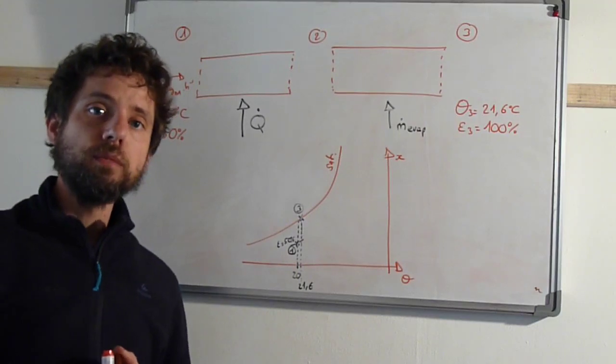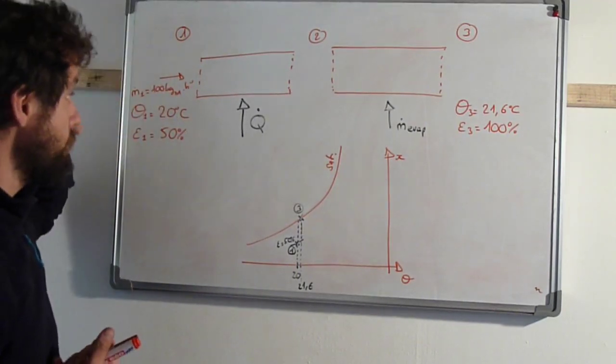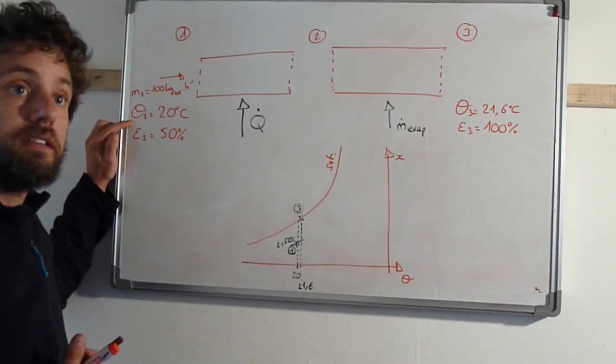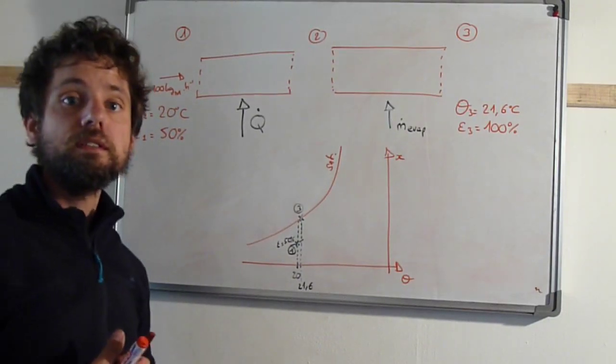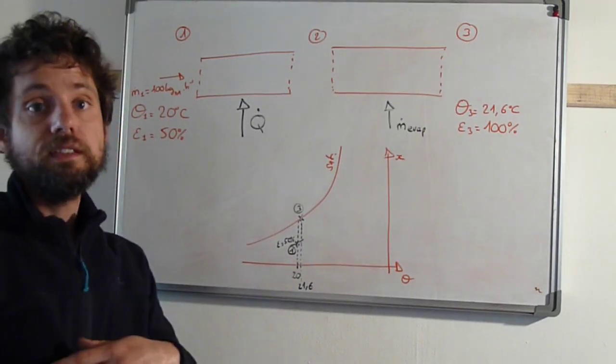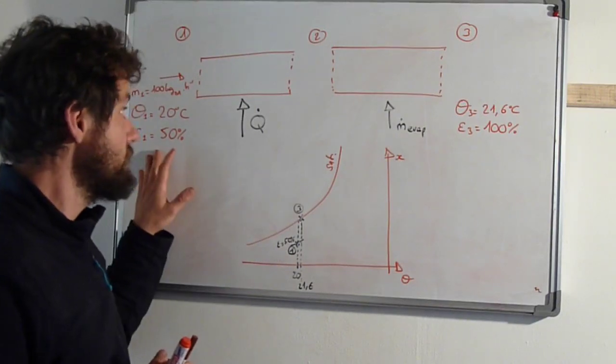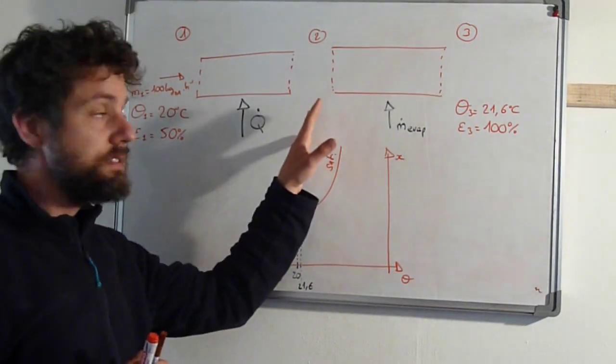First we take moist air in ambient conditions. So at point number 1 the temperature is 20 degrees Celsius and the relative humidity is 50%. Then we know that this air is first heated.